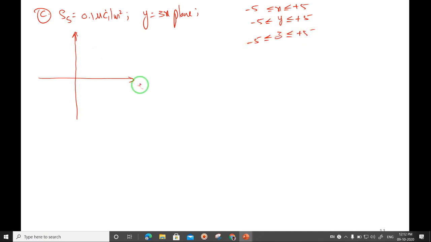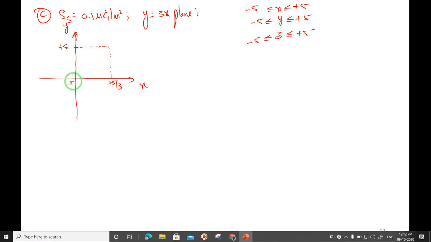So let me take x here. Let me take y here. Maximum value of y it can take is -5 to +5. So let me take +5 here. If y is equal to 5, then what is x? 5 by 3. So corresponding to this, when y is 5, x is 5 by 3. So x is 5 by 3 plus 5 by 3.